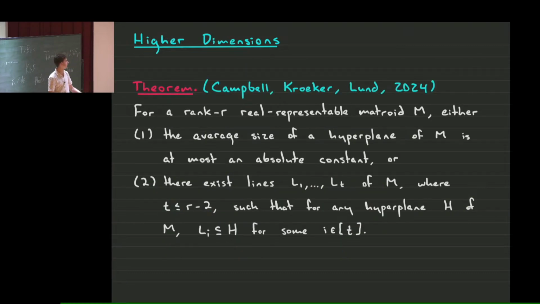So this is a theorem with Kroeker and Ben, which says what I just told you. If your matroids are real representable, then either the average hyperplane size is absolutely bounded, or you have this small collection of flats, which you might as well assume are lines, such that every hyperplane contains one of them. And looks like my time's up, so I'll stop there, and thank you for your attention.